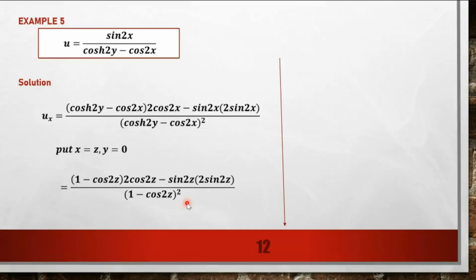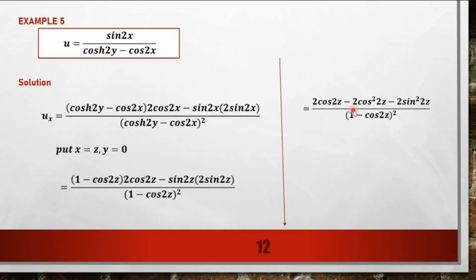ठीक है, तो अभी हमको क्या करना है? Open the bracket. Now when you open the bracket, I will get 1 into 2 cos z. That will become 2 cos z minus cos 2z into 2 cos 2z. That will be 2 cos square 2z. ये हो जाएगा minus 2 sin square 2z. So in the next step, I have opened the bracket here. 2 cos 2z minus 2 cos square 2z minus 2 sin square 2z upon 1 minus cos 2z the whole square. ठीक है?